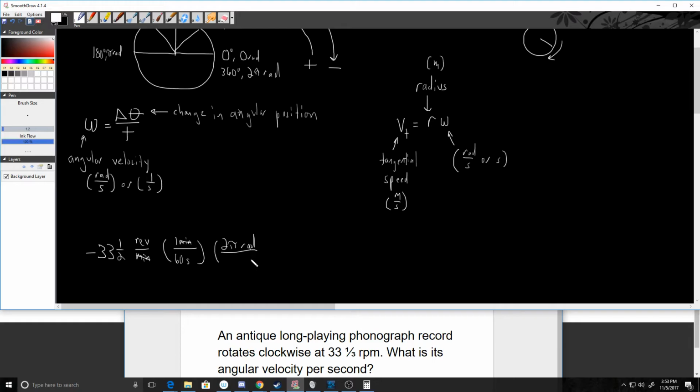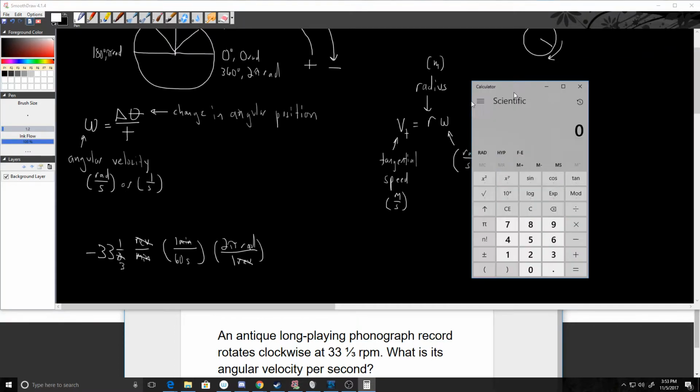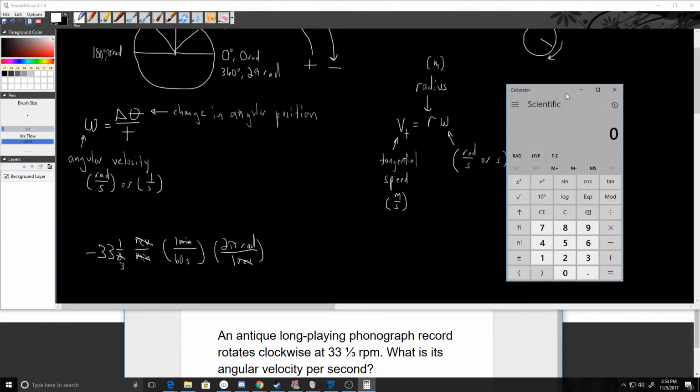Let's pretend that says radians in 1 revolution. So in this case, revolutions cancels revolutions. I'm going to take negative 33 and a third, or negative 33.3, divided by 60, and take that times 2 pi. So bring this guy over. Let's see, so we got negative 33.3 divided by 60 times 2 pi equals... not the right answer.